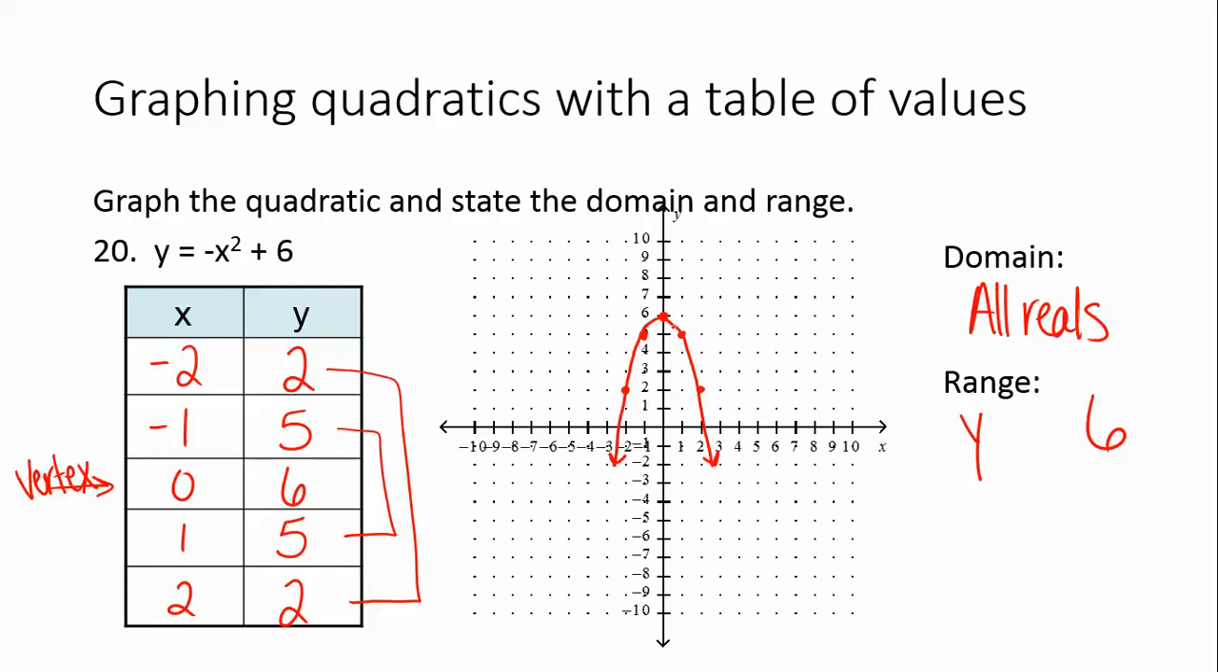Notice that since this parabola opens downward, we're talking about all the y values that are less than or equal to 6. So we have 5, 4, 3, 2, 1, 0, and all the way down into the negatives. Again, this graph does continue on forever, remember. So all those y values would be included.